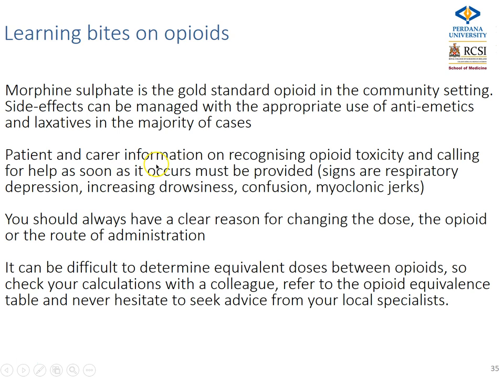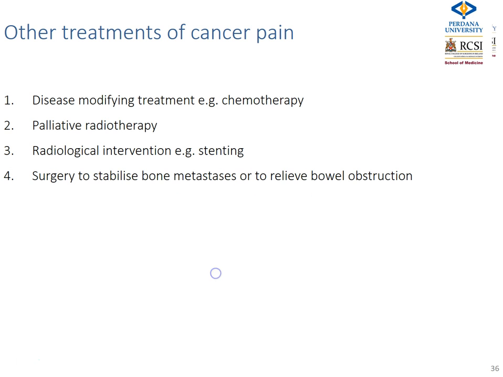It's very important that patients and carers are given information on recognizing oversedation or respiratory depression due to an excessive dose of morphine or equivalent. You should always have a very clear reason for changing the dose or the opioid or the route of administration. If in doubt, check calculations with a colleague.